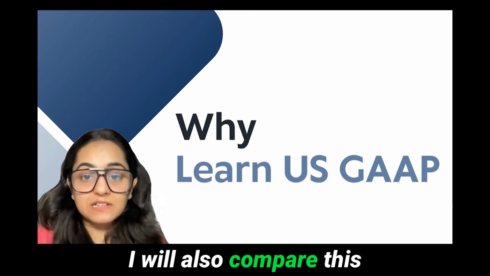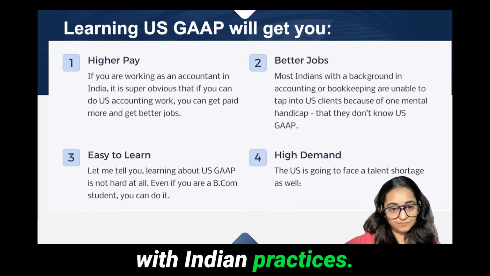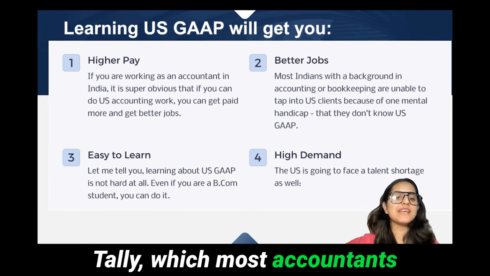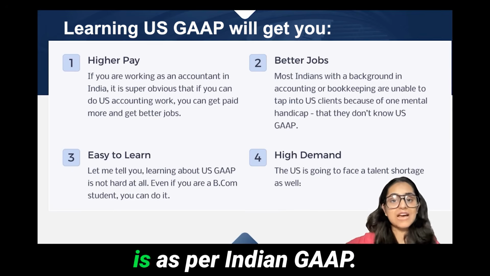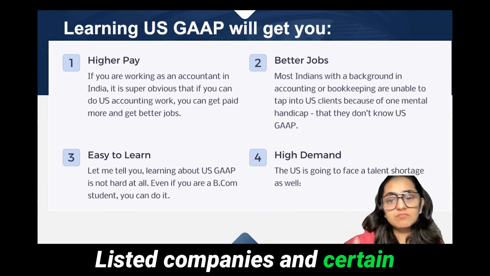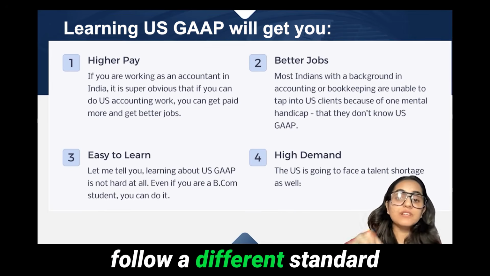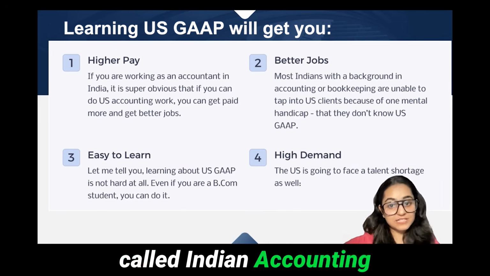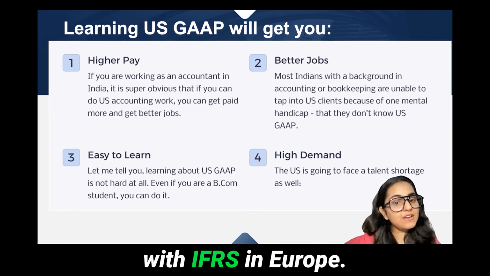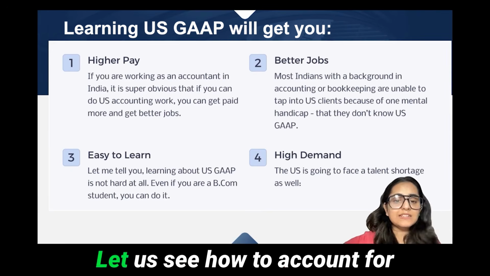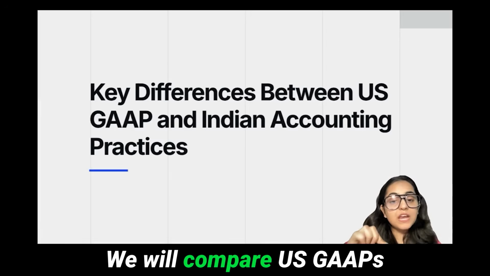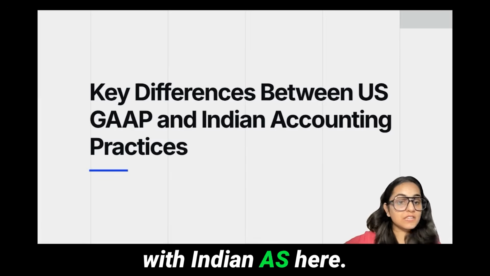I will also compare this with Indian practices. Our normal accounting on Tally, which most accountants and bookkeepers perform, is as per Indian GAAP. Listed companies and certain other large companies follow a different standard called Indian Accounting Standard, which has quite a few similarities with IFRS in Europe. Let us see how to account for US GAAP for 7 key terms. We will compare US GAAPs with Indian AS here.